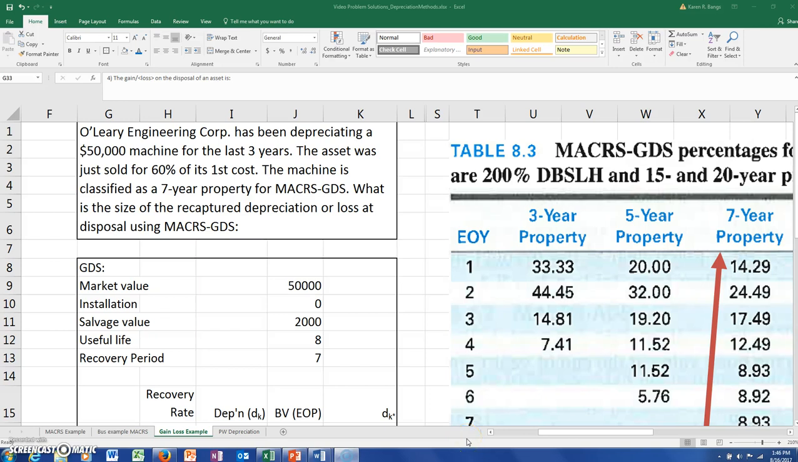Hi, Karen Bangs here with Cal Poly's Industrial and Manufacturing Engineering Department to go through our third example involving MACRS, Modified Accelerated Cost Recovery System, depreciation.